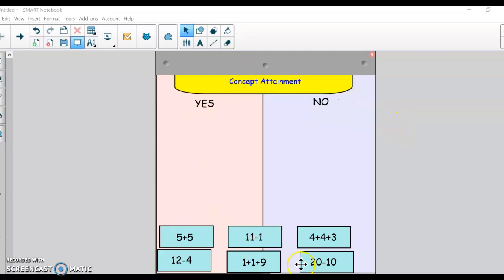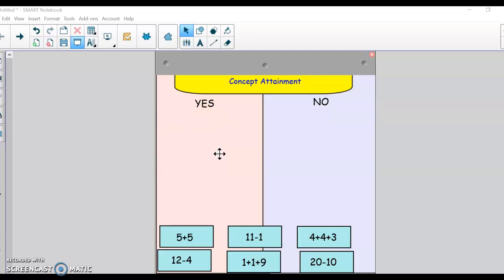I have one here that I've created in Smart Notebook, and the way it works is you have the yes column and you have a no column, and you could have your students create some cards like this, or they could just create a list of math problems and write them up here on the paper part of the notebook.